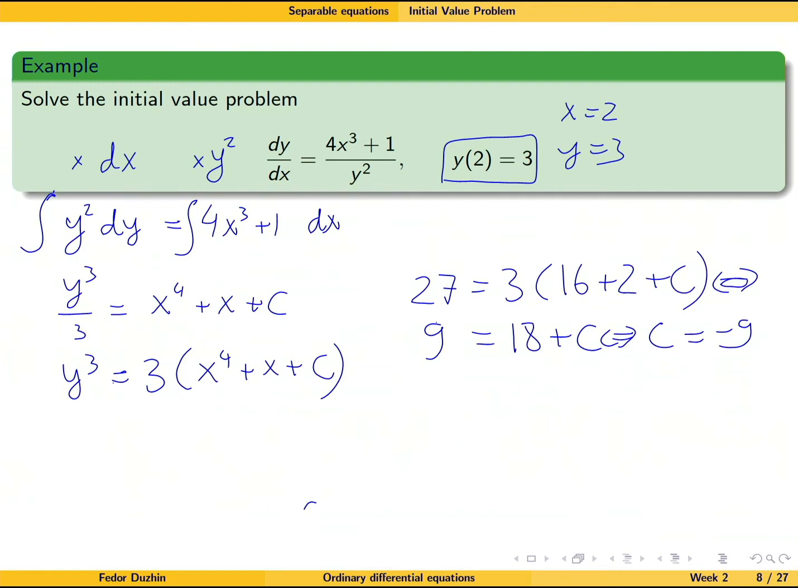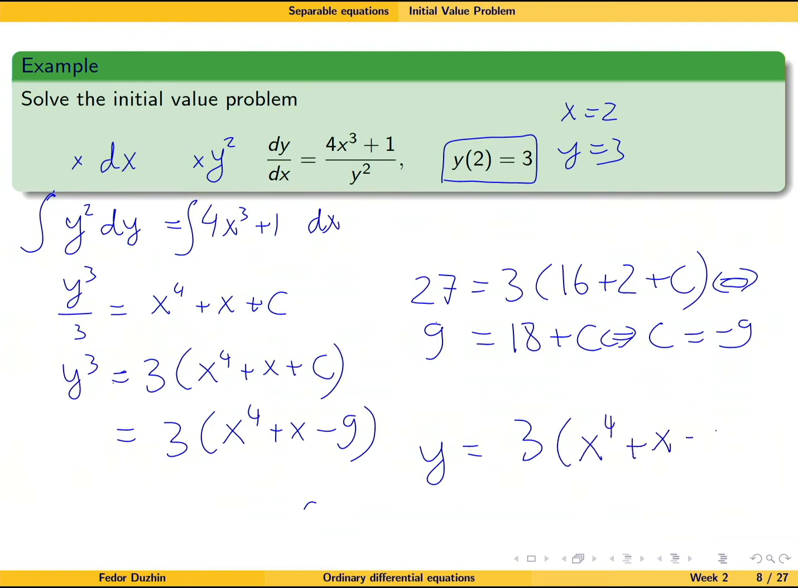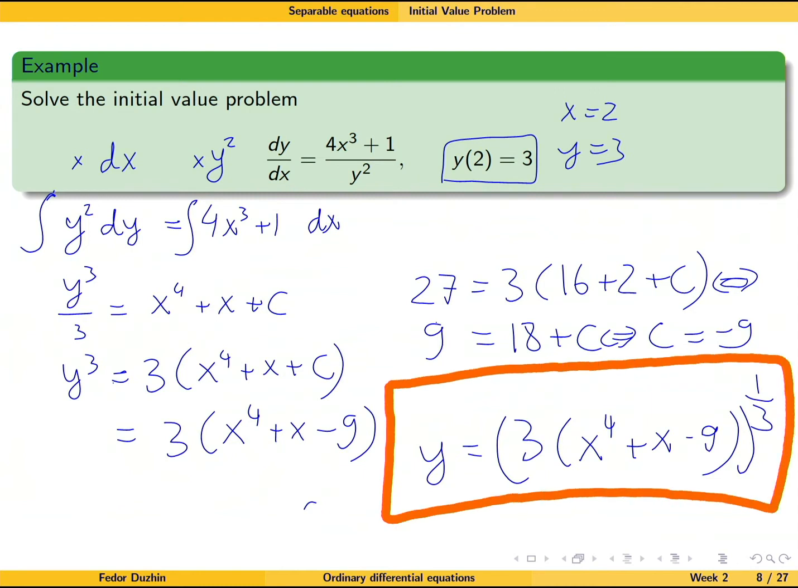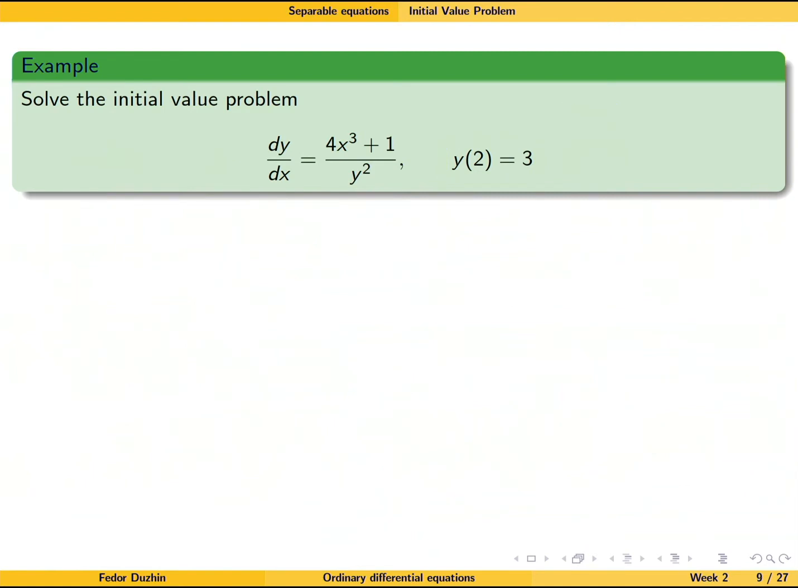So therefore, our y cubed is 3 times x to the 4 plus x minus 9. And y itself is going to be 3 times x to the 4 plus x minus 9, everything to the power 1/3. That's the answer. Now, we found the answer, so it is a good idea to verify it. Strictly speaking, it is not necessary, but for the purpose of this lecture, and if you are on a midterm test, if you have time, it is really an excellent idea to verify your answer.